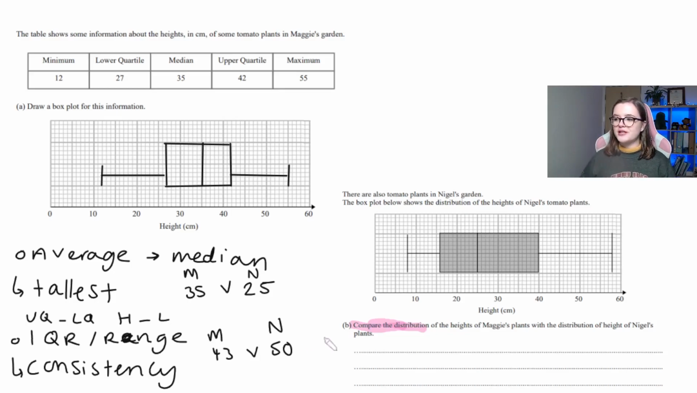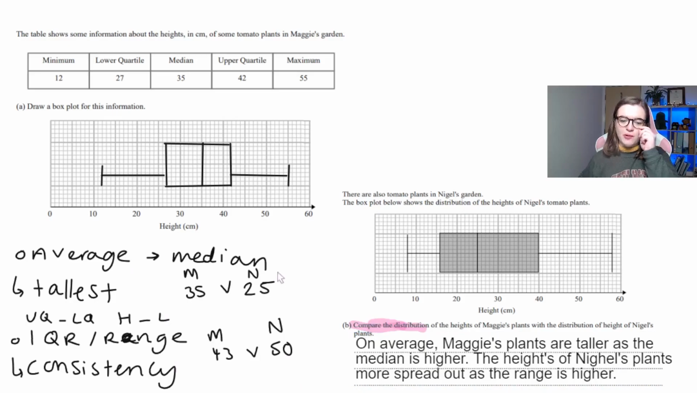So all you need to do then is usually write that out in sentences. So I'll write it out for you, then I'll show you what I put. Okay, this is what I would put. On average, Maggie's plants are taller as the median is higher. The heights of Nigel's plants are more spread out as the range is higher. And that would always get you 2 marks.